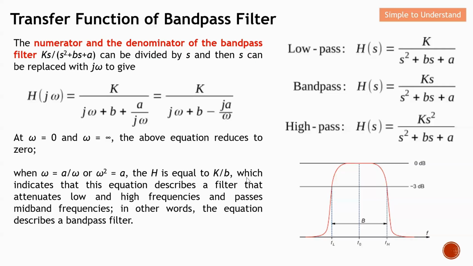This indicates that the equation describes a filter that attenuates the low and high frequency, which I explained earlier. They will attenuate at the low and also the high frequency, but they will pass the middle band, with this characteristic K over B. Therefore, this transfer function describes a band pass filter.